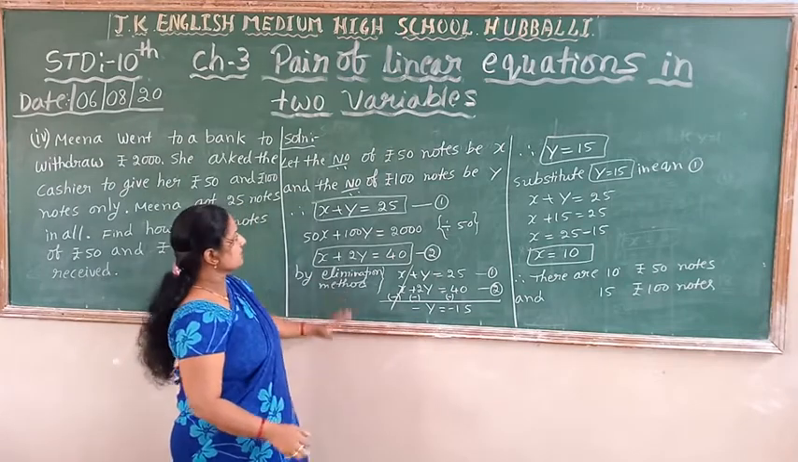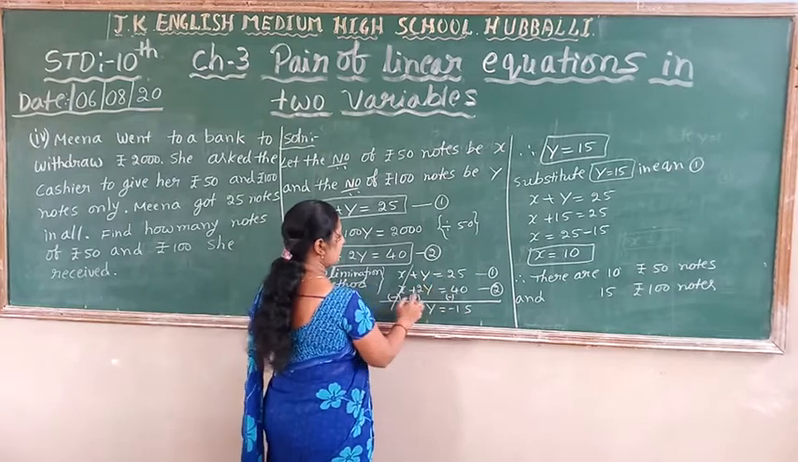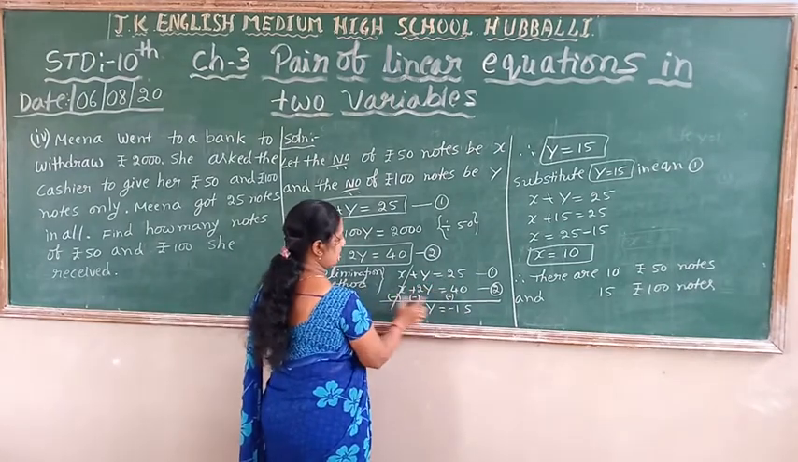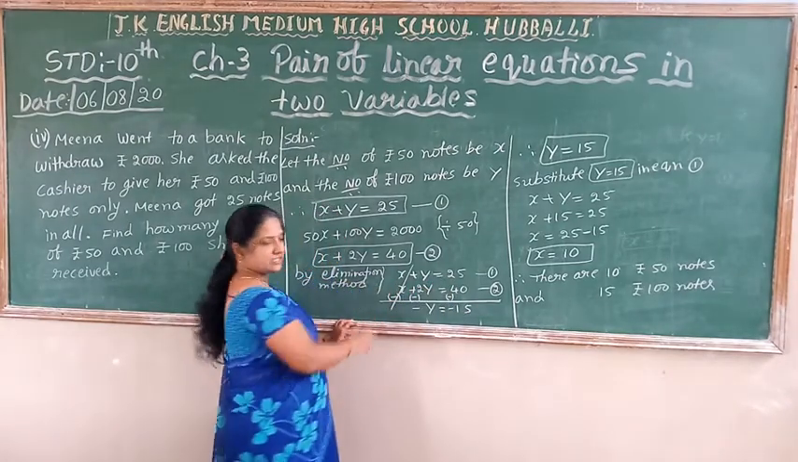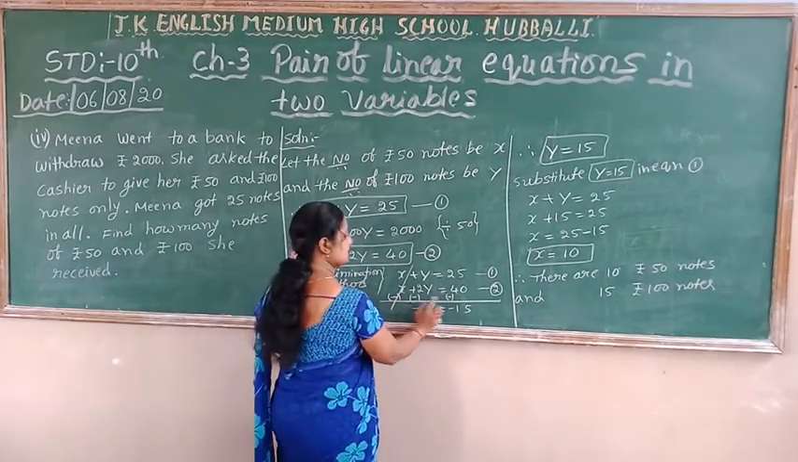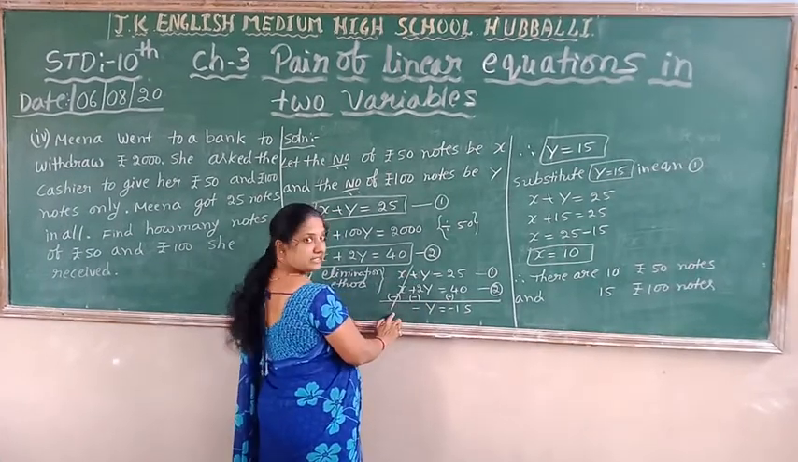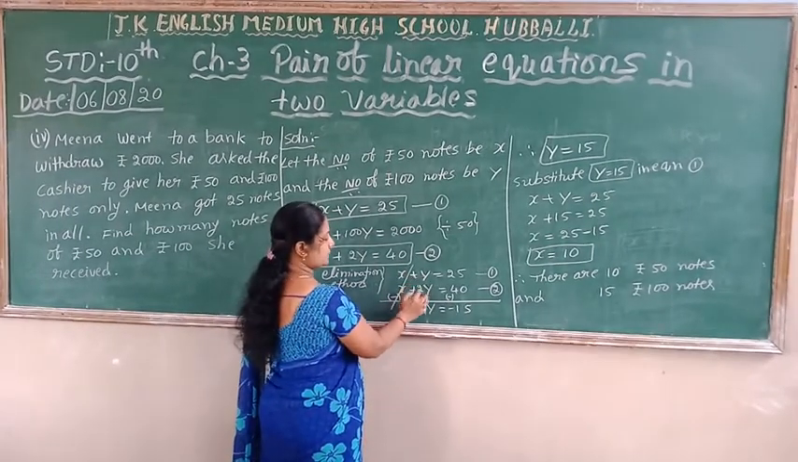By the elimination method, you consider both equations now. x plus y is equal to 25, x plus 2y is equal to 40. The same variable x is there, and the sign is also the same. So I have to change the sign, meaning you change the sign of all terms. Then the x variable will be eliminated. Plus y, minus 2y.